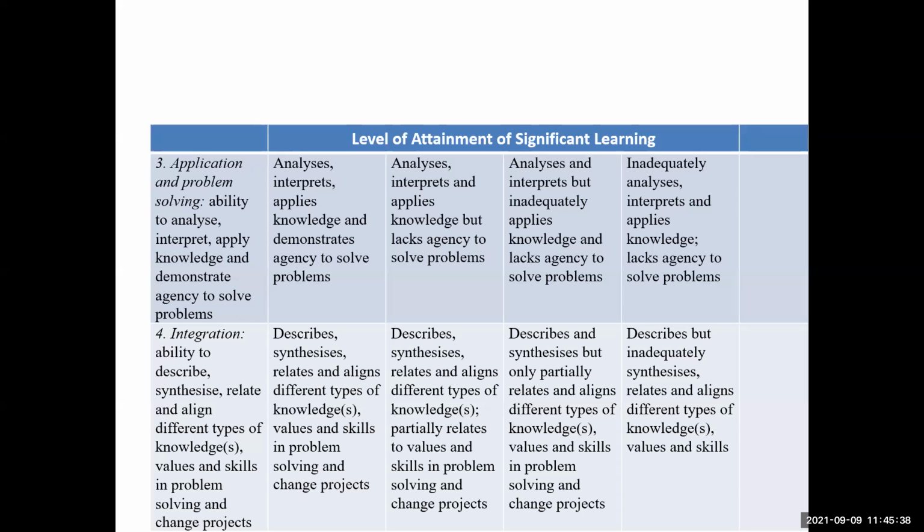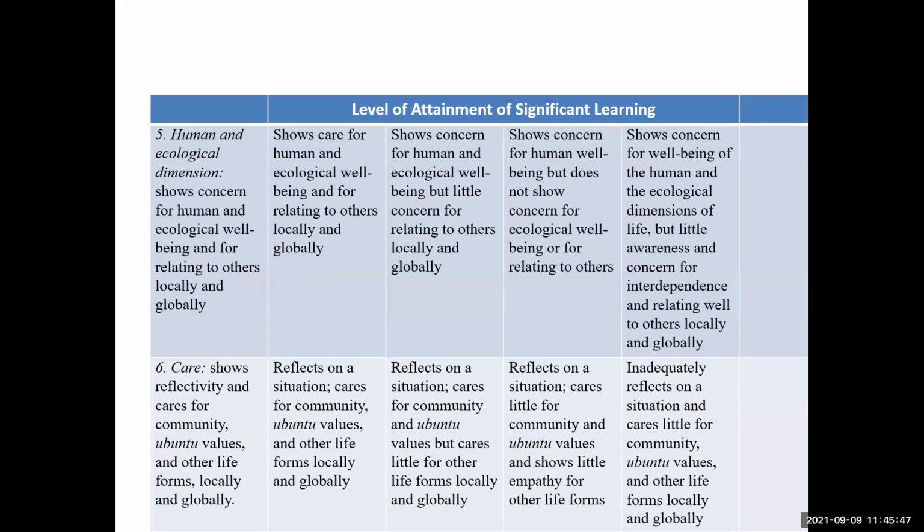Synthesis is important, and levels of synthesis are the ones that are questioned here. The human and ecological dimension, showing concern for human and ecological well-being and for relating to others locally and globally. There is need to show care for human and ecological well-being, and at different levels. Then the ethics of care, to show reflectivity and care for community, the values of Ubuntu in other life forms. How does one relate to the rest of the community, and the different levels of care that will be awarded?